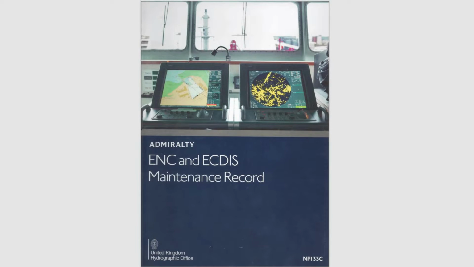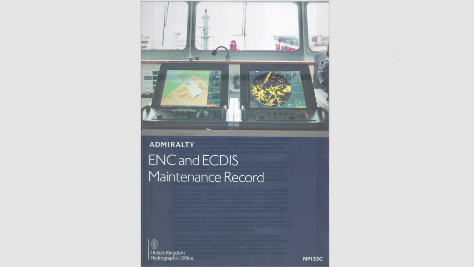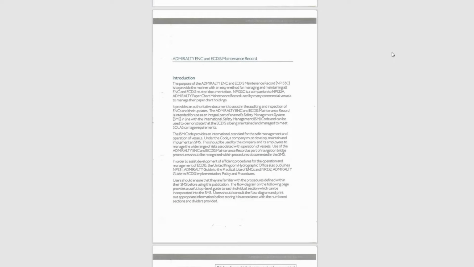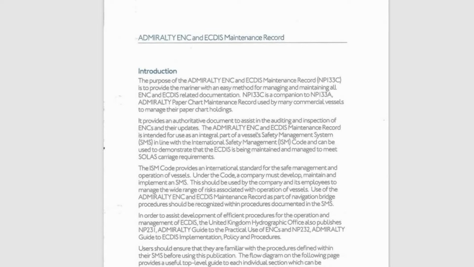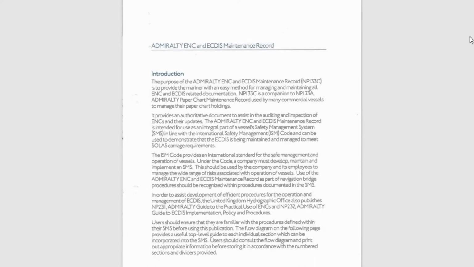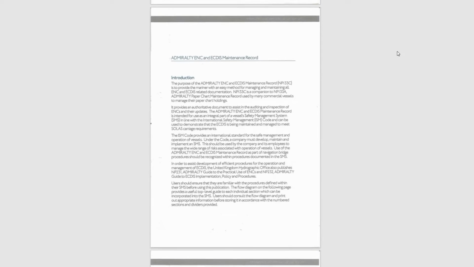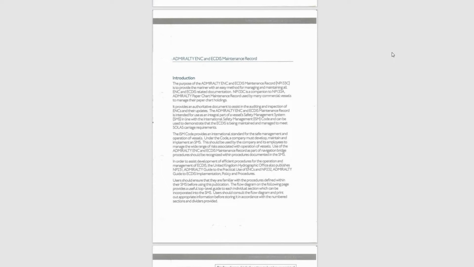So let's quickly go through it and see what there is to do. In the first pages, you can read about the purposes of the NP-133C, like to provide the mariner with an easy method for managing and maintaining all ENC and ECDIS related documentation. As always, I recommend carefully reading what is written at the beginning of these record books or at the beginning of each section of the book, because there are usually clear instructions there about what you should do.